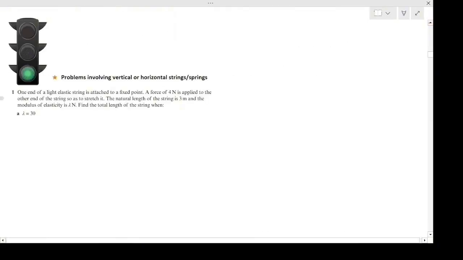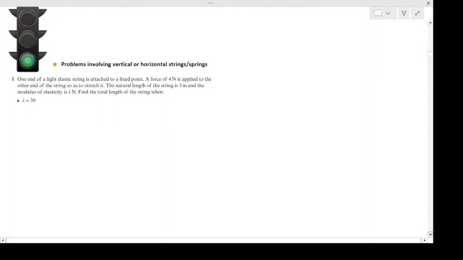So we're going to look at some questions then. Here we're told one end of a light elastic string is attached to a fixed point. A force of 4 newtons is applied to the other end of the string so as to stretch it. The natural length of the string is 3 meters and the modulus of elasticity is lambda newtons. Find the total length of the string when lambda is 13.